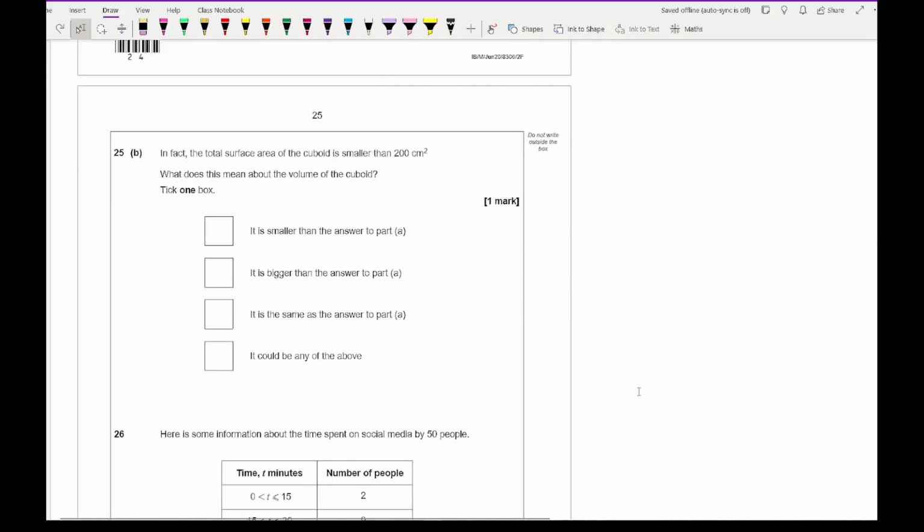Then moving on to question B, it says in fact the total surface area of the cuboid is smaller than 200. What does this mean about the volume? Well, if the surface area has gone smaller, it means the volume will be smaller.